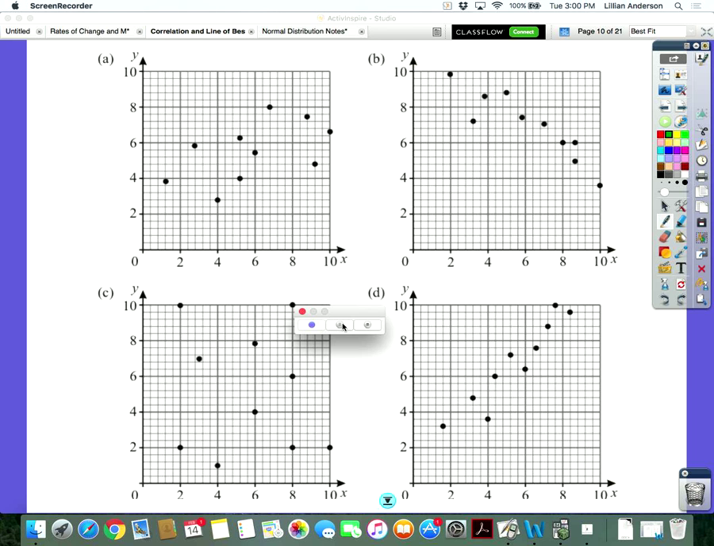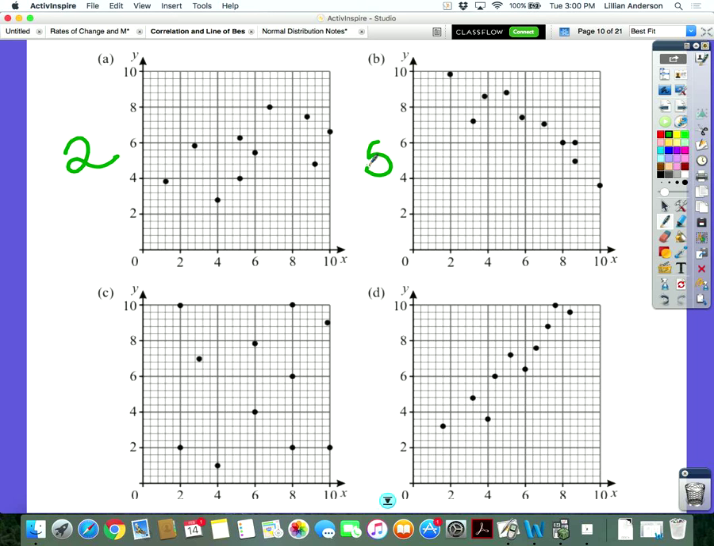All right, what did you say A was? Option 2. Very good. Low basically means a weak positive correlation. What did you say for B going across? Option 5, because it was high. It was very strong, but it was going negatively.